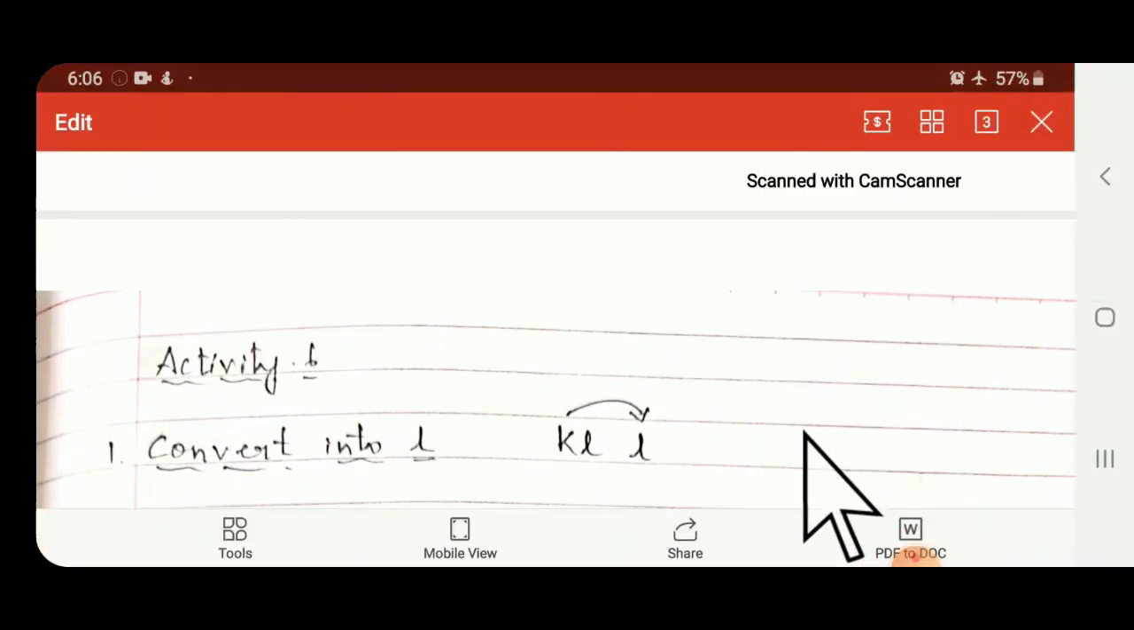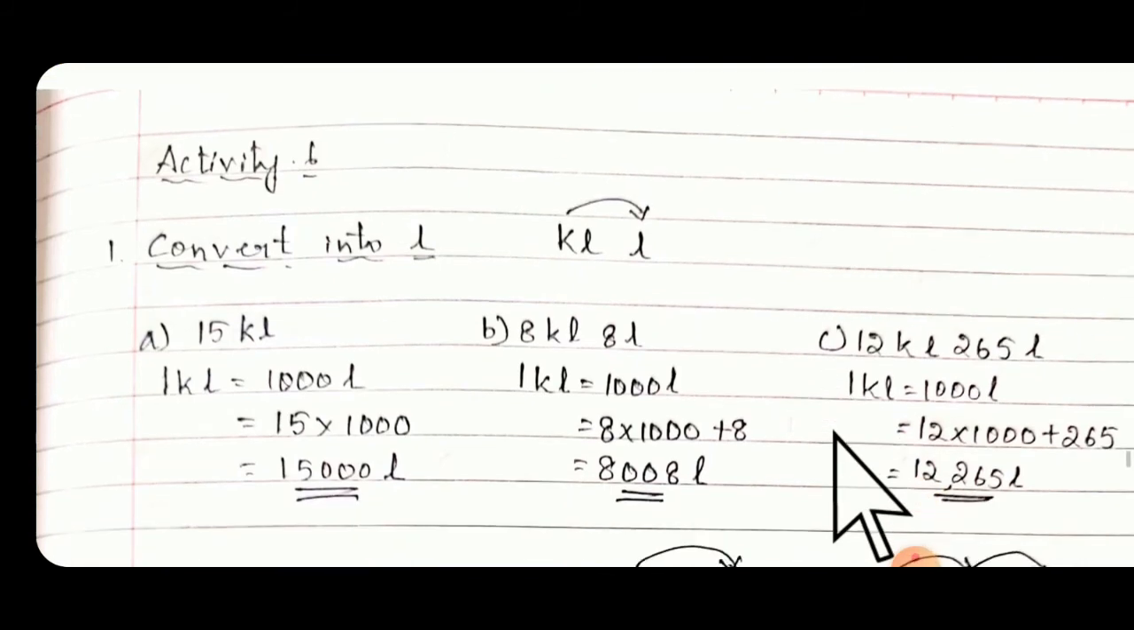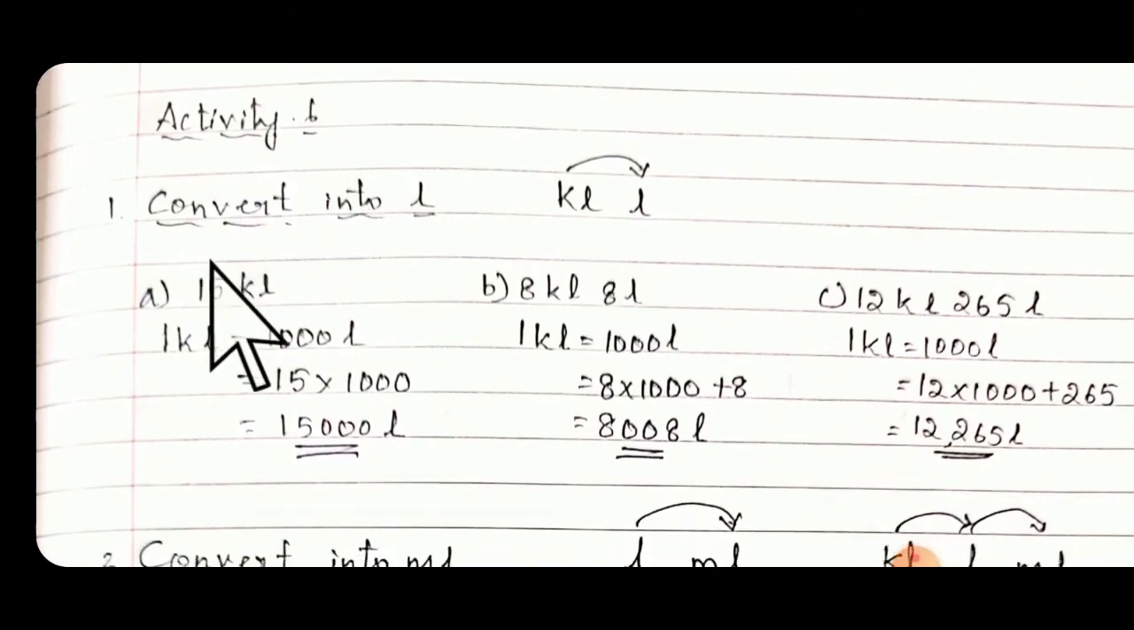According to it, the activity is activity 6. Convert into liter. Kiloliter to liter. The question is in kiloliter, you have to convert into liter. That means from bigger to smaller, we are going to multiply by 1000. 15 gets multiplied by 1000, it becomes 15,000 liters.